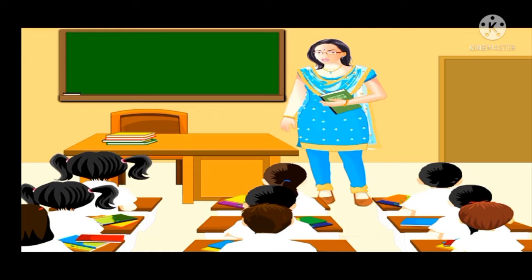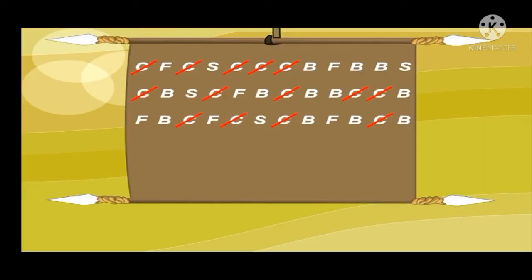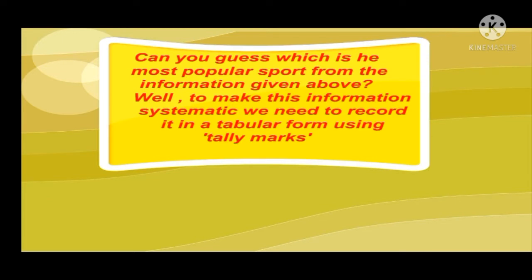Mrs. Roy, class teacher of 5, wanted to know which sport was popular in her class. That means Mrs. Roy जानना चाहती है कि अपनी क्लास में कौन सा स्पोर्ट पॉपुलर है. So she asked the students about their choice of sport and recorded it as follows. Here, C for cricket, F for football, S for skating and B for badminton. Can you guess which is the most popular sport from the information given above?